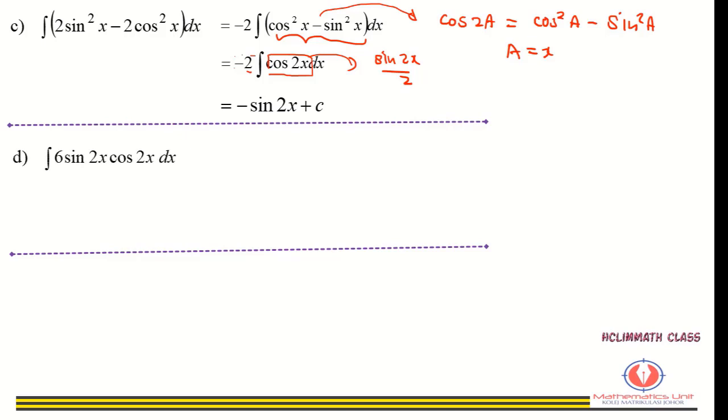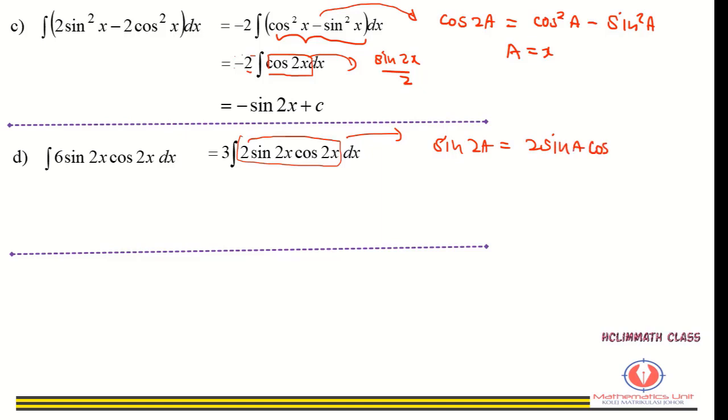Example D, I have 6 sin 2x cos 2x. This seems like I can substitute with the double angle of sines. If you still remember, sin 2A is equivalent to 2 sin A cos A. So if I substitute my A with 2x, I will have sin 4x here. Therefore I may simplify it as 3 sin 4x, and only then I start to integrate the sines.